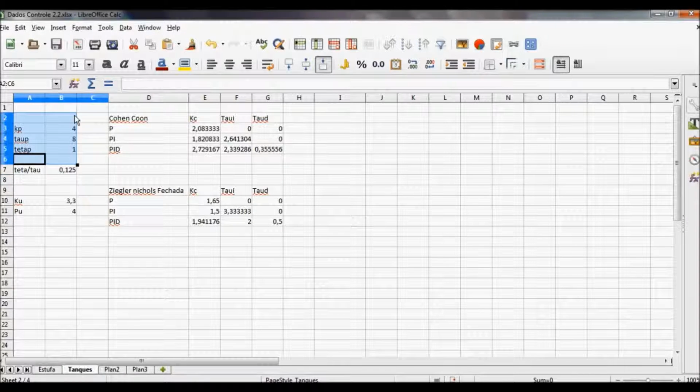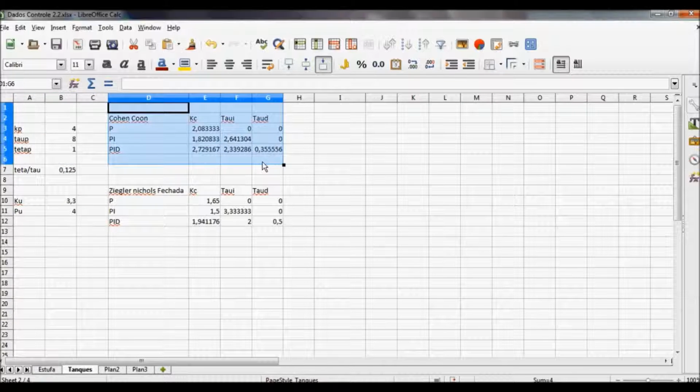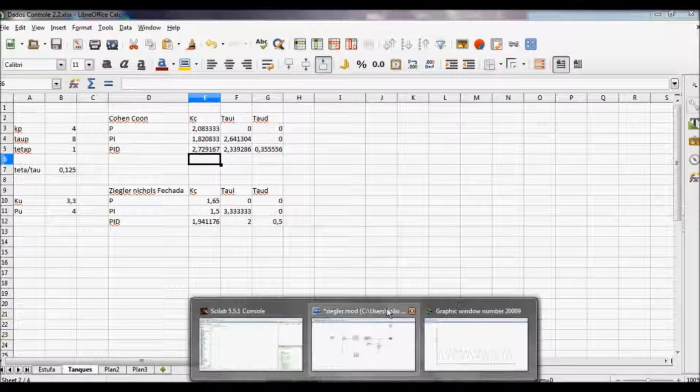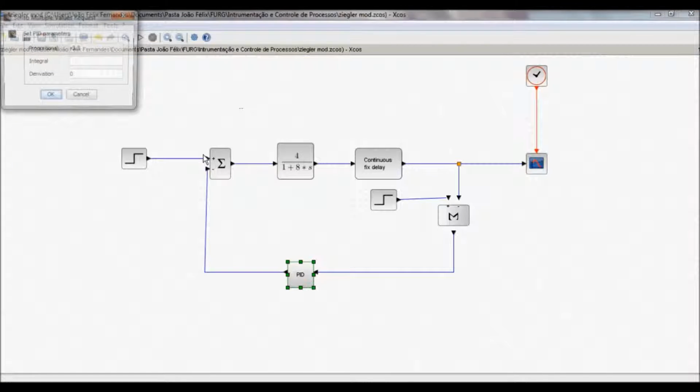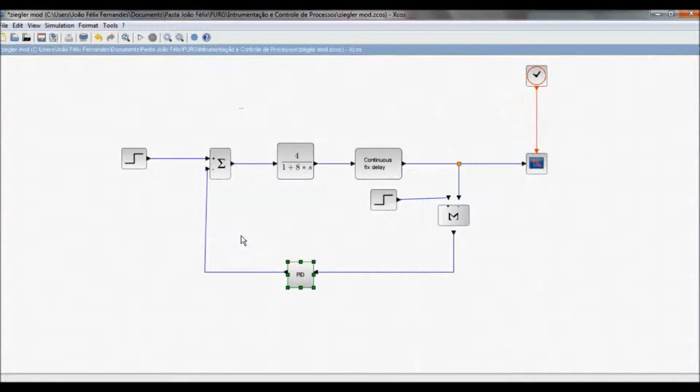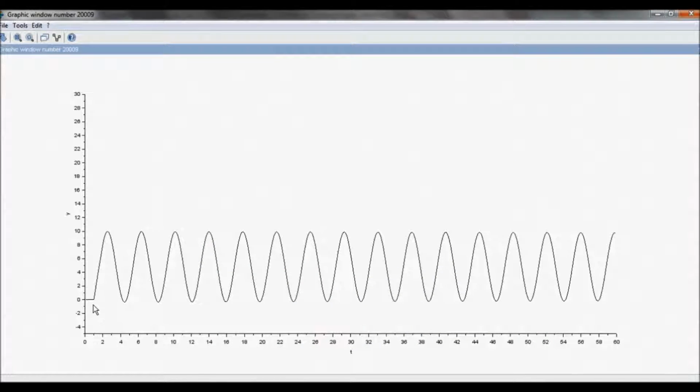For the tuning, previous data from the vessel's dynamics identification are used, and with them the tuning parameters are calculated using tables, in this case the open-loop tuning table of Cohen-Coon. Also, a simulation is run in the Xcos, applying the process dynamics in order to obtain the ultimate gain and the ultimate period, which will be used in the closed-loop tuning table of Ziegler-Nichols. The ultimate gain is reached when the controlled variable displays a variation with constant oscillation, and the ultimate period is the wavelength of this oscillation.